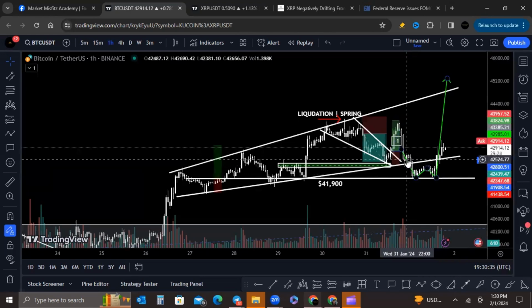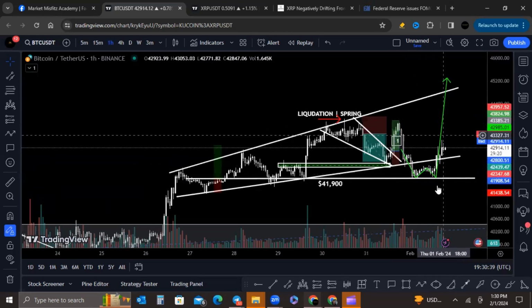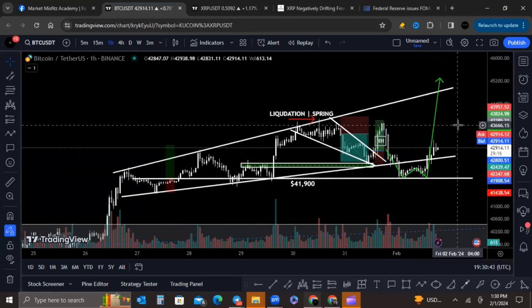So people that were long here got slammed, boom, boom, perfect. Seeing volume has been up. So, we'll see how this continues to unfold.